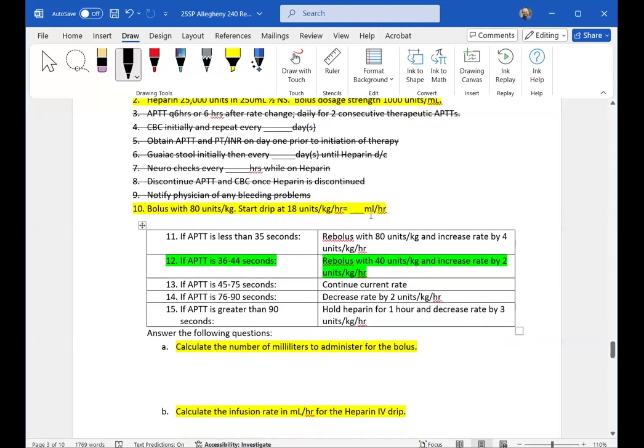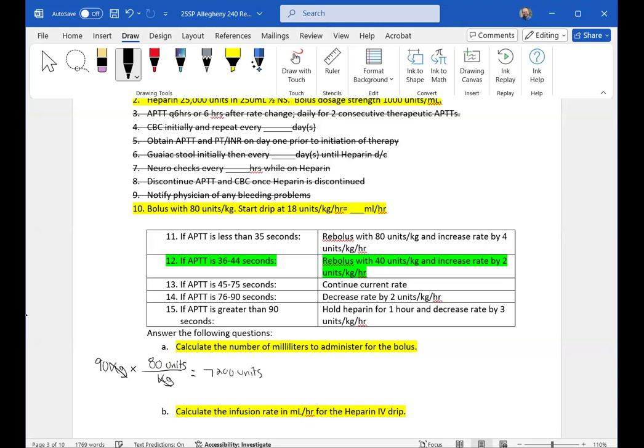So the first thing here is I'm going to take my patient's weight, 90 kilograms, and multiply by my bolus order, which is 80 units per kilogram. So I'm going to take 80 times 90, which I think is 7,200. Yep, 7,200 units.